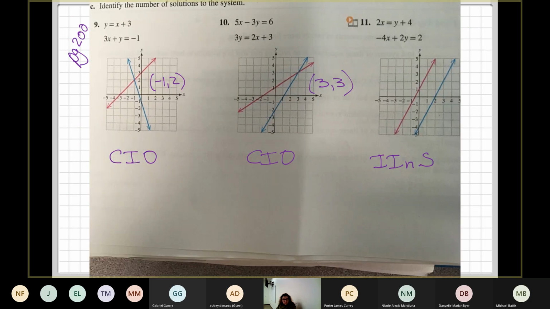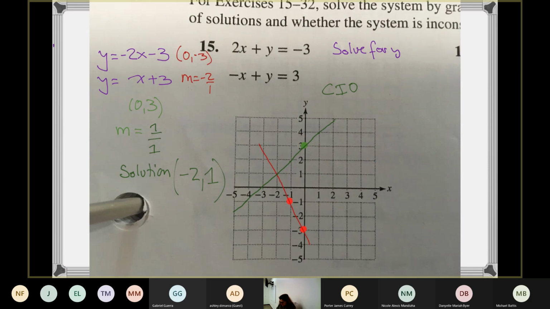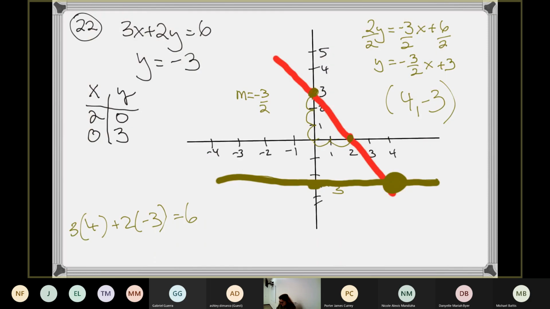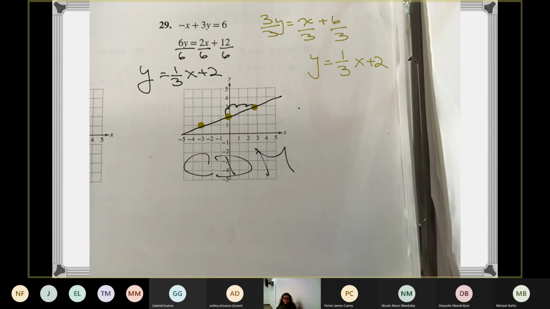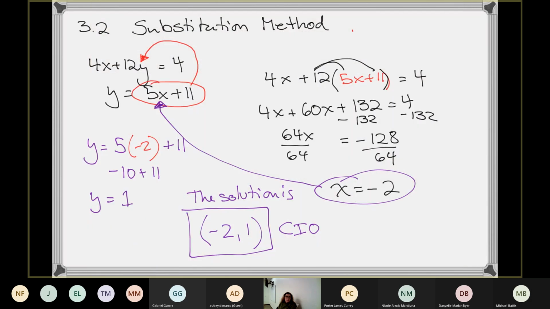So if you weren't here, look at the notes again. We talked about this. We graphed some from the book, CIO. Here we had a CDM. We graphed them. We talked about true or false problems, and that was it in 3.1. And I think we did one problem, substitution method.